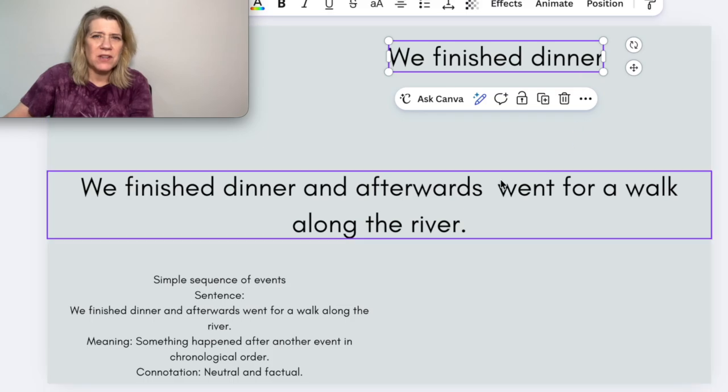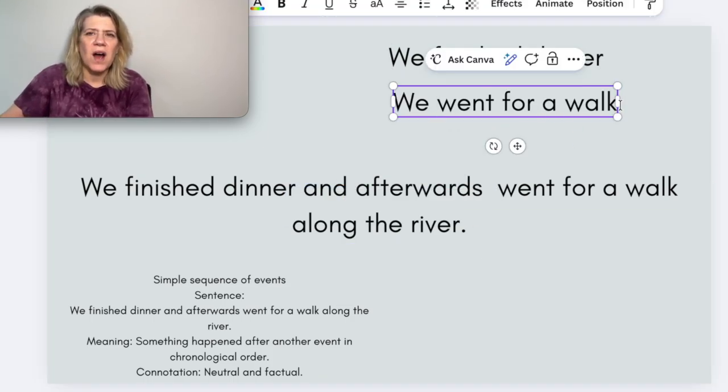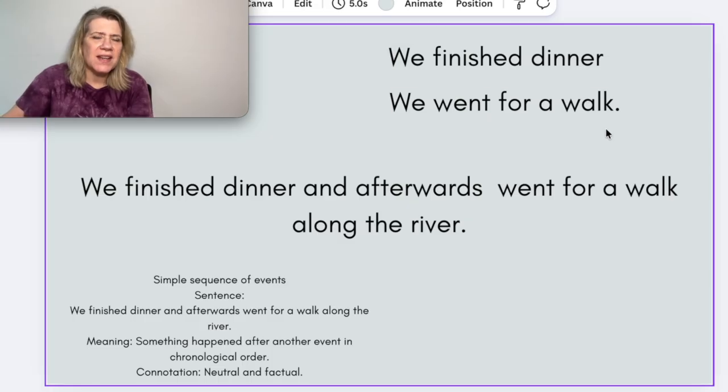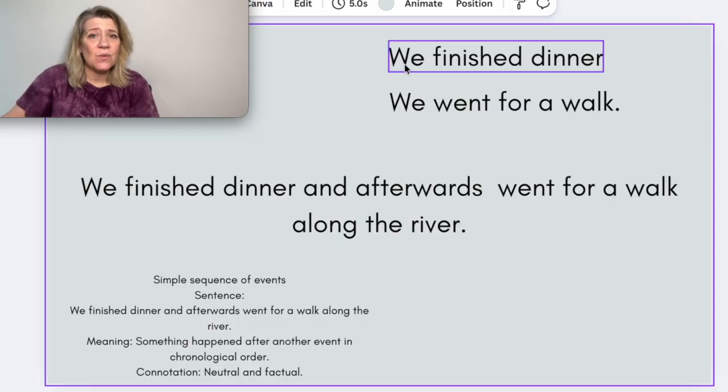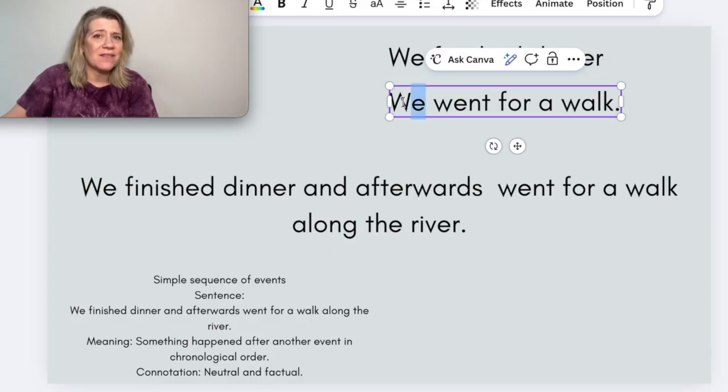So we've got we finished dinner, and the next sentence is we went for a walk. If I'm going to join these two sentences together, the things that are the same can be left out of the second sentence. So we finished dinner, we went for a walk. We is in both sentences, so we can leave it out of this one.